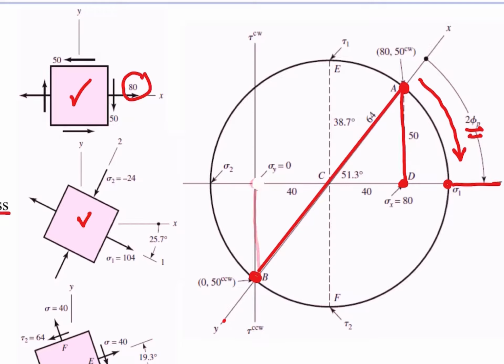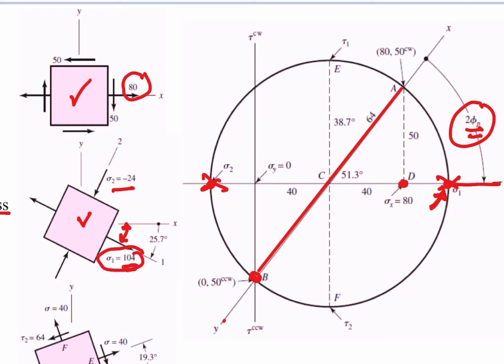So let's go back to this Mohr circle over here. We would rotate clockwise by 2 phi in order to get a principal stress state, and we would rotate by phi over here in the material space to give us that principal stress state. And what we notice is sigma 1 is tensile, that's 104, that comes from this point right there. Sigma 2 is compressive, that's minus 24, that's this point right there. So these are the 2 points that represent the principal stresses of 104 and minus 24 on the material element.